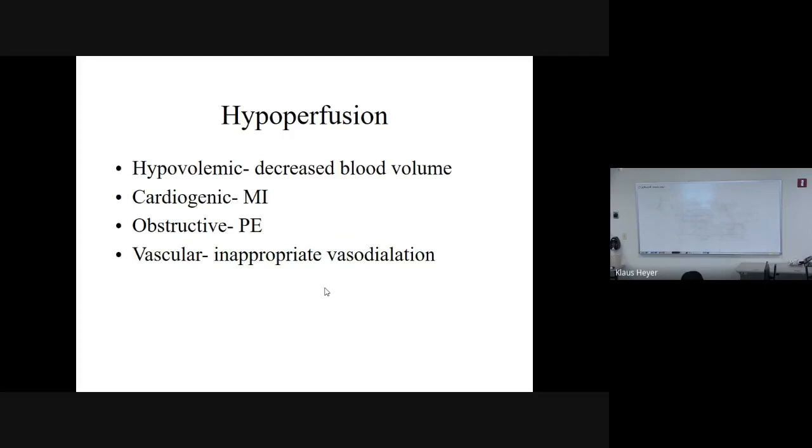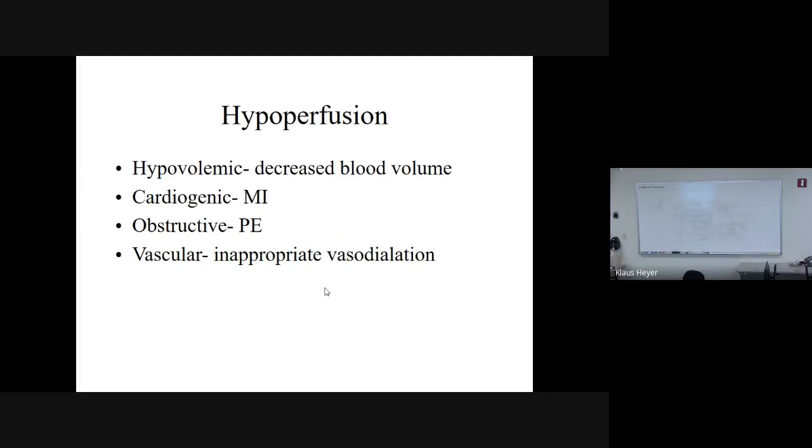So hypovolemic just means low volume, low blood volume. That's what's causing it. That means you're not getting blood around your body like you should. Low blood volume equals low blood pressure.